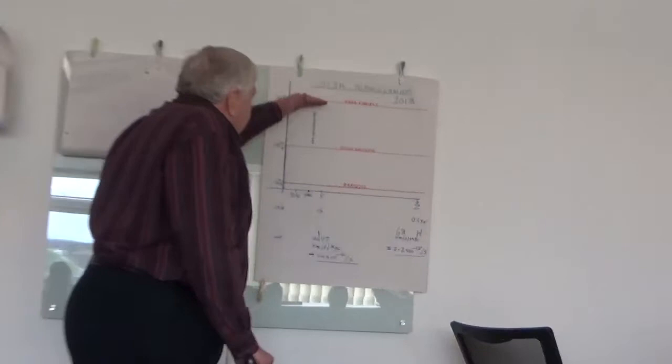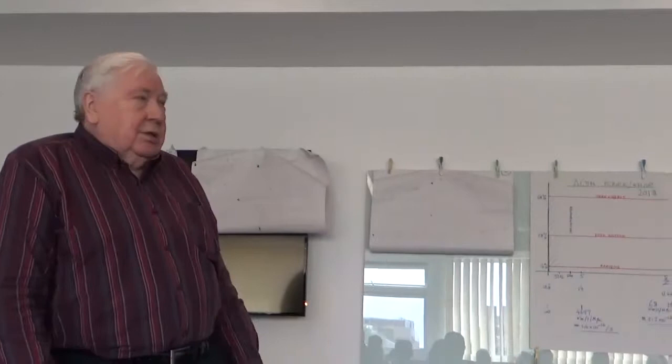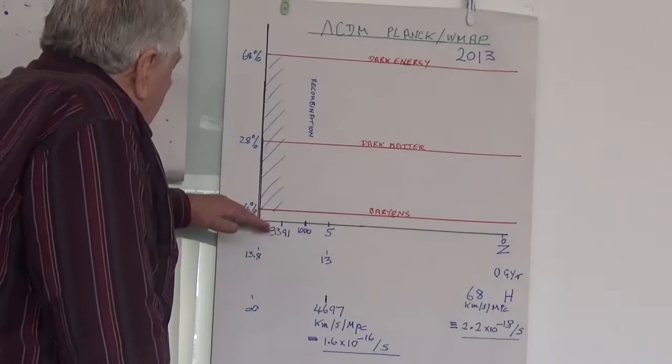The vacuum has got its own energy and it's acting as a sort of gravity repulsion. And this is what's accelerating the distant universe. And so you put all this into your model and you find then that the total energy content of the universe, 4% plus 28% plus 68% gives you 100%.